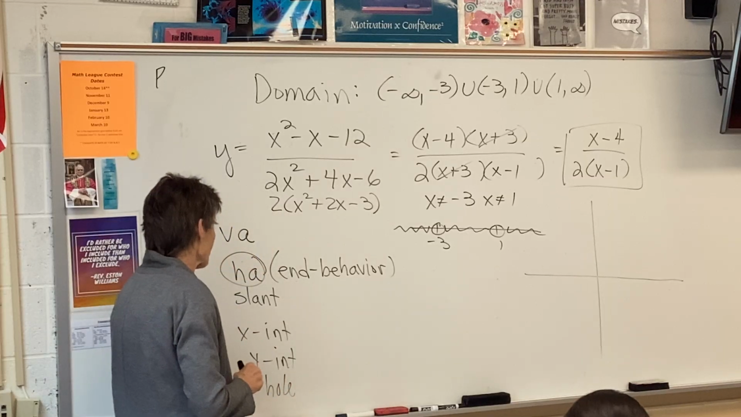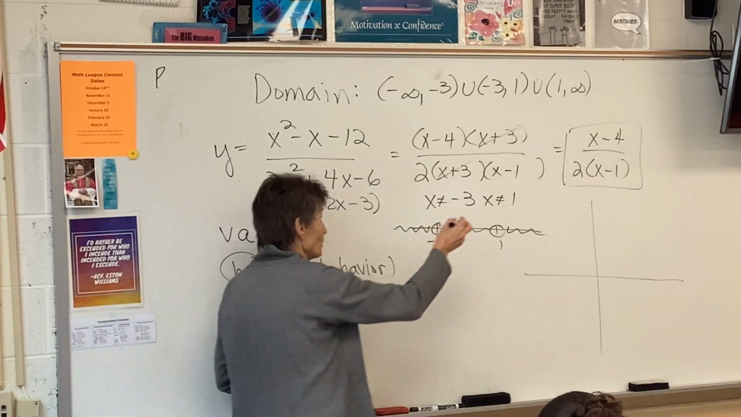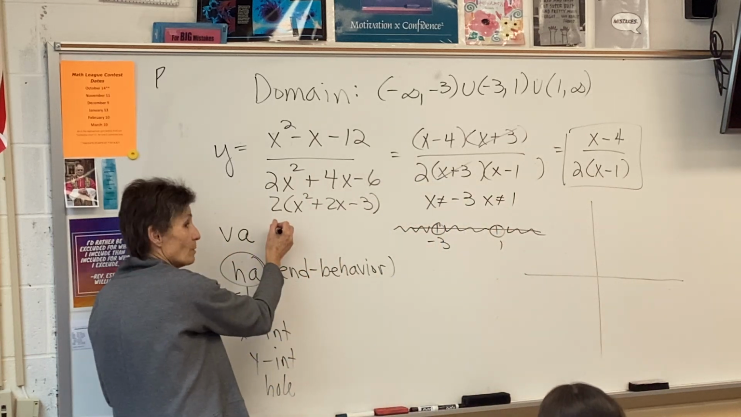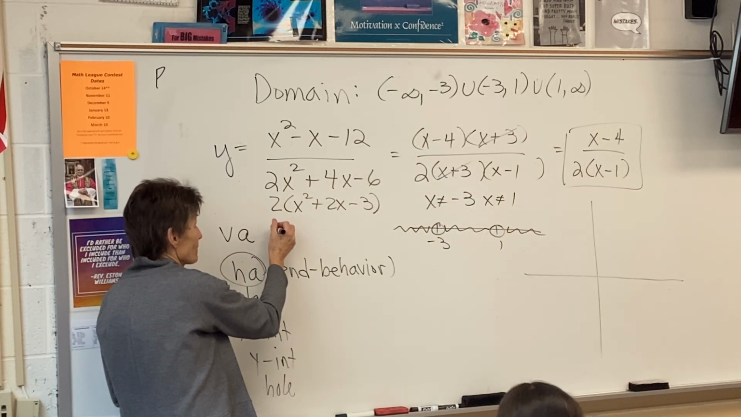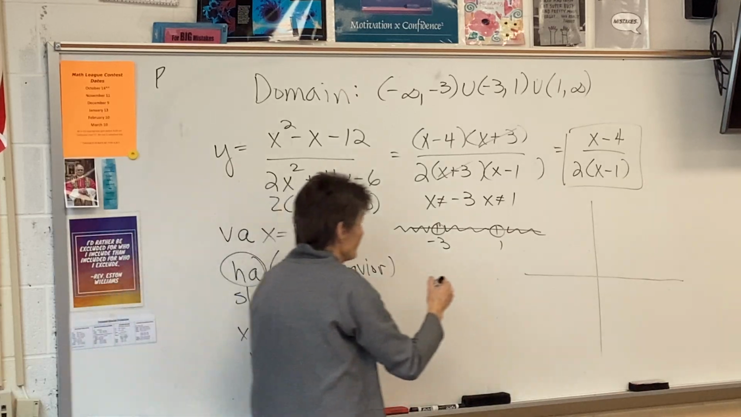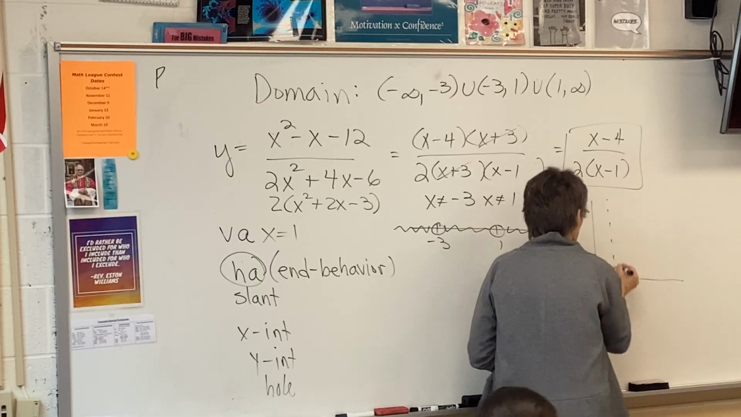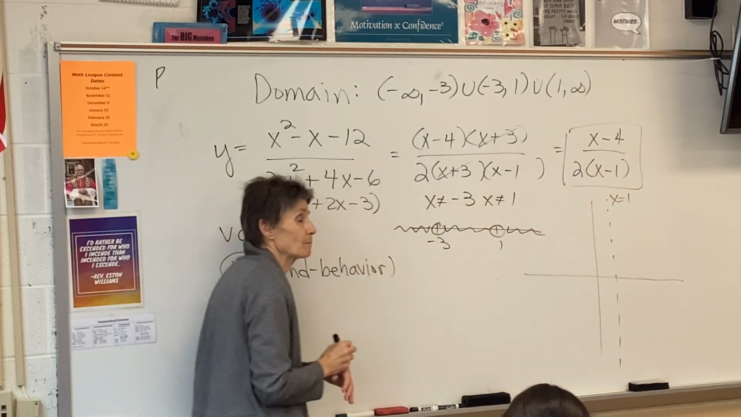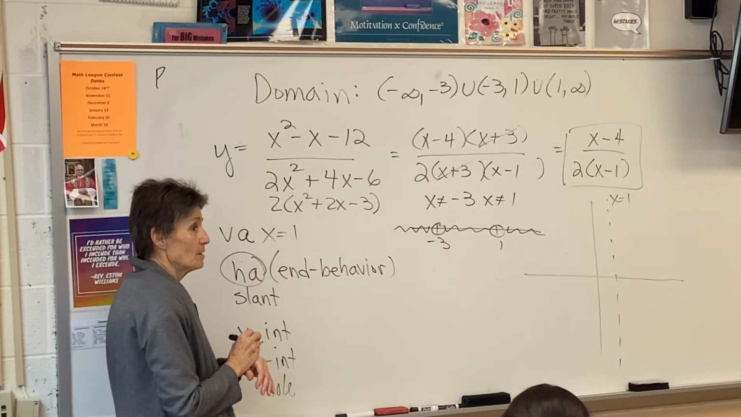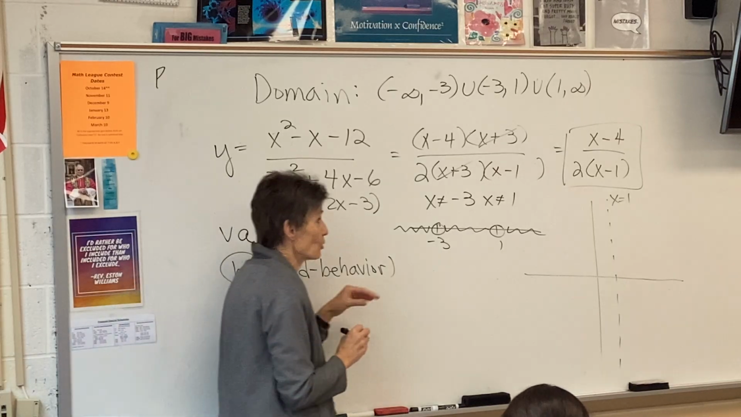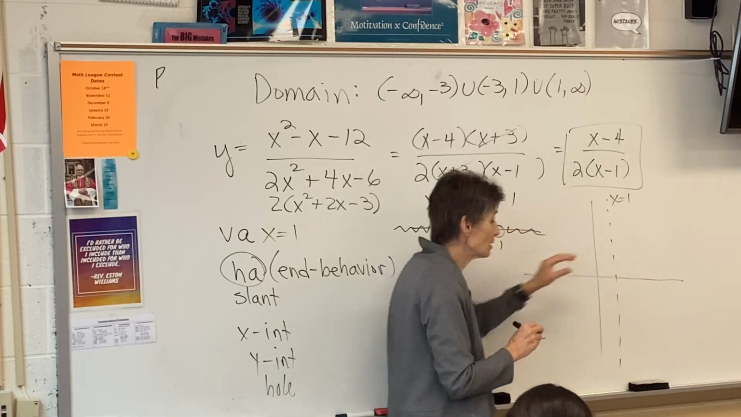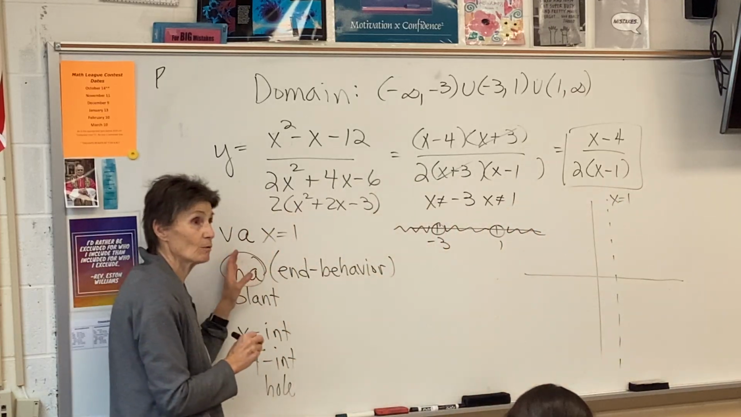Now, what else right here? I'm looking right here. I have a vertical asymptote at x equals 1. It is at 1, but it's x equals 1. You'll have a nice grid, so you won't necessarily have to label everything in the picture, but you will have to label it over here.